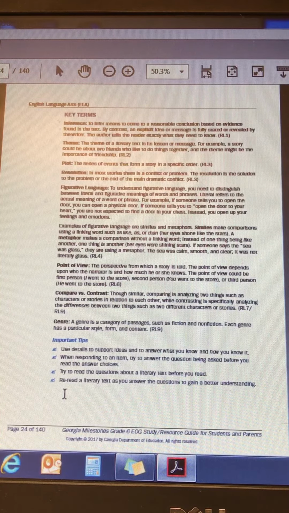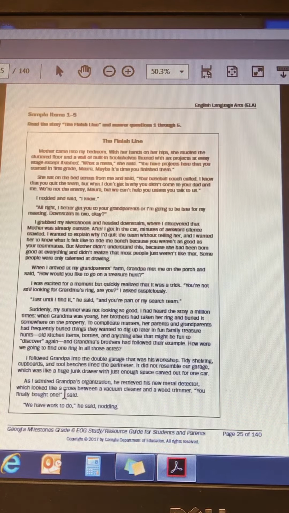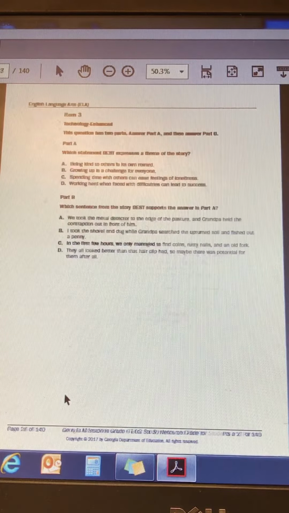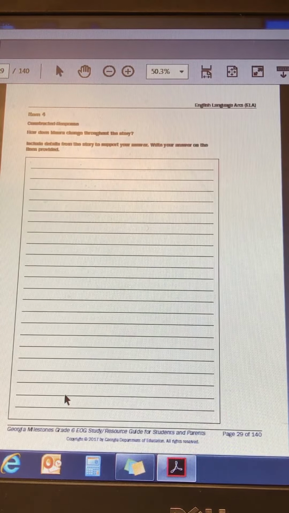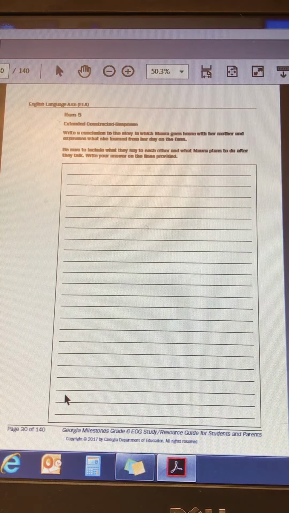So for this section, there are 5 sample items the students should work through, and then you can discuss them with them as they review their answers. And the answers for this section are found on page 57. So these are all those sample items.